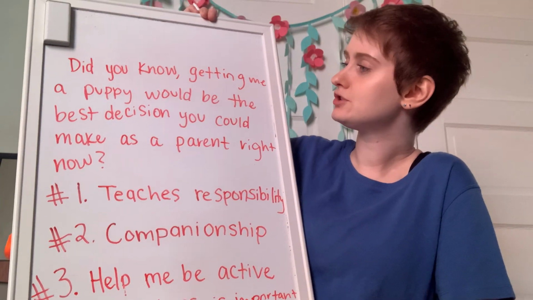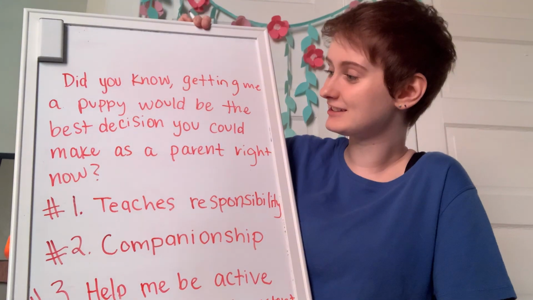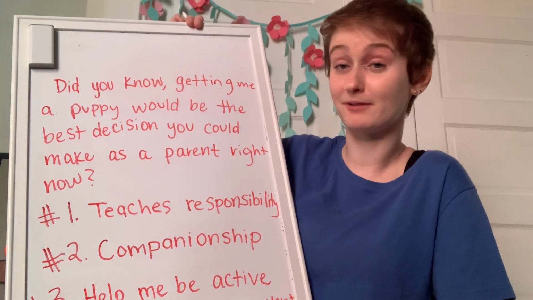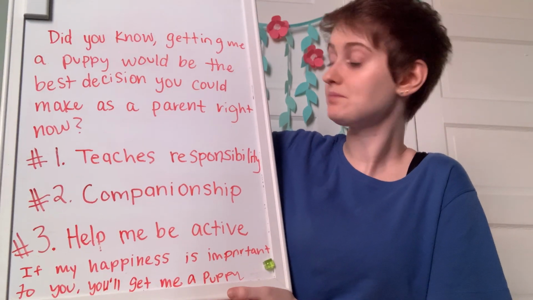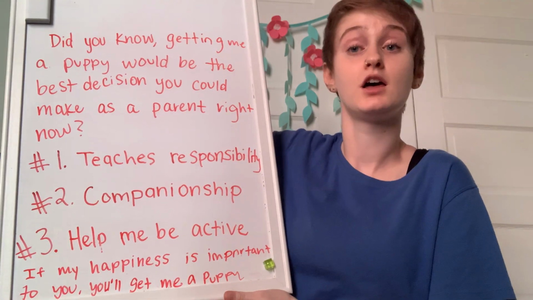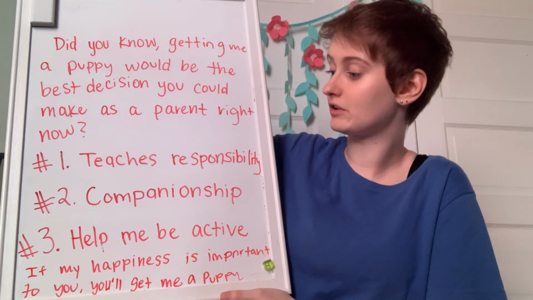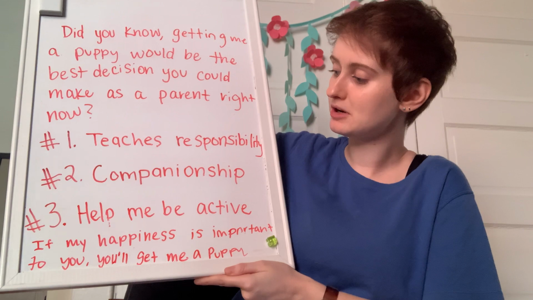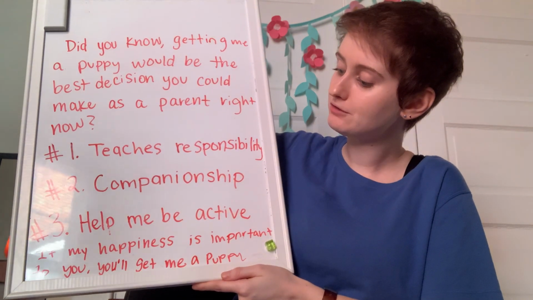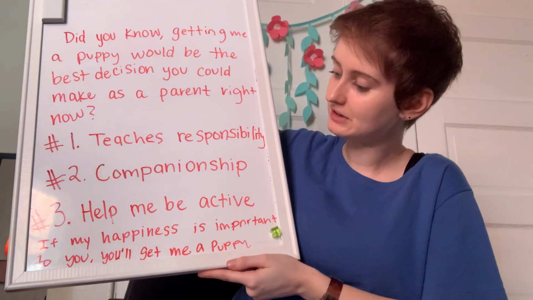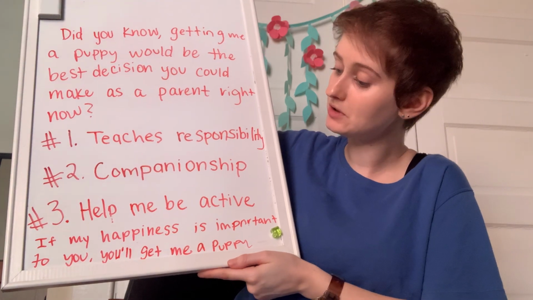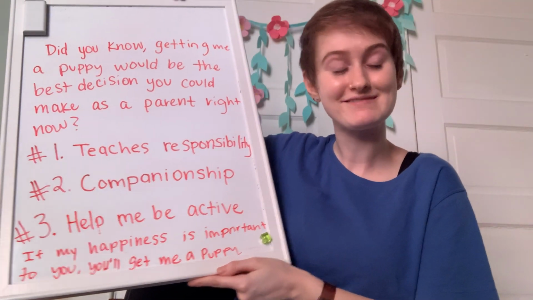It says, did you know getting me a puppy would be the best decision you can make as a parent right now? Number 1, teacher's responsibility. Number 2, puppy provides companionship. Number 3, a puppy would help me be active. And then for our closing sentence, it says, if my happiness is important to you, you'll get me a puppy. Okay, so for me, that seems like a pretty strong outline. And now we are ready to take that outline and make it into a full-blown persuasive essay.